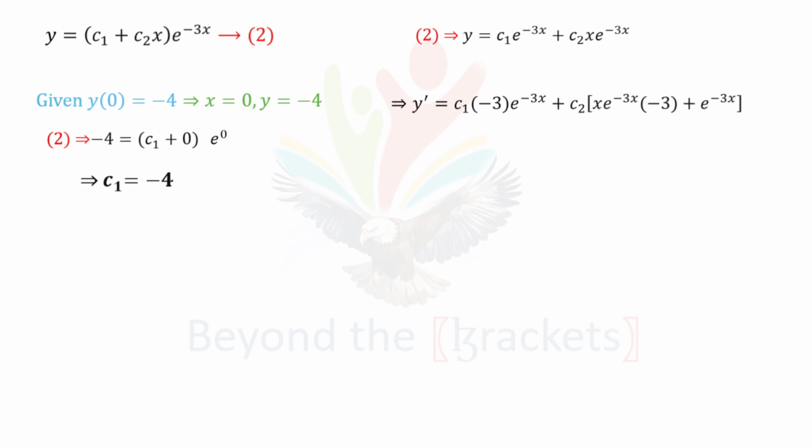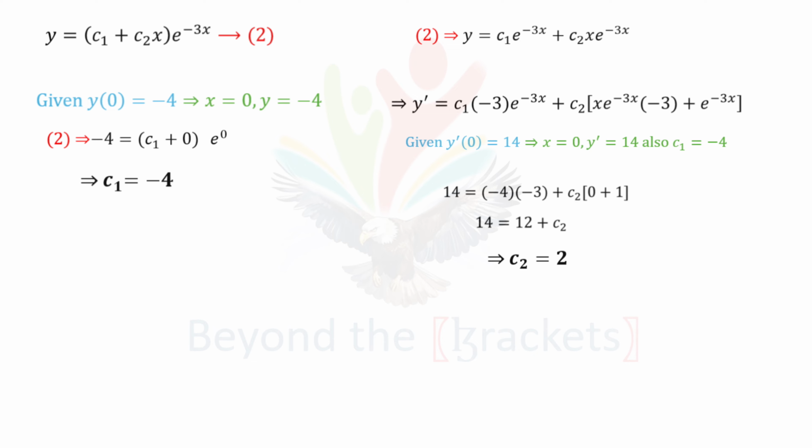Now the second boundary condition is given by y dash of 0 is equal to 14, which means x is equal to 0 when y dash is equal to 14, and we also have c1 is equal to minus 4. Substitute all these values and simplify to get c2 is equal to 2. Substituting the values of c1 and c2 into the general solution, we obtain y is equal to (minus 4 plus 2x) into e power minus 3x, which is the required solution.